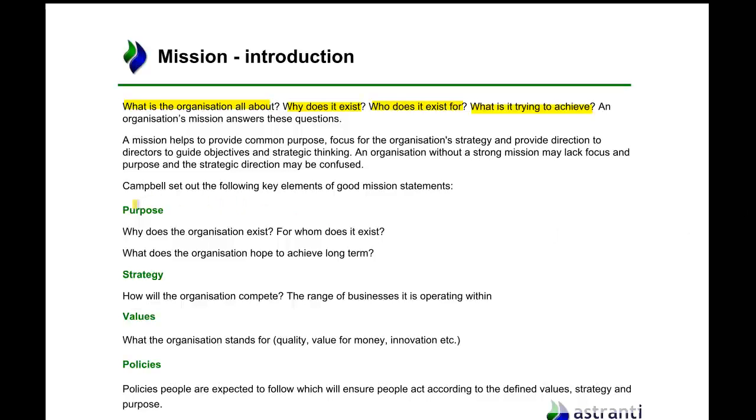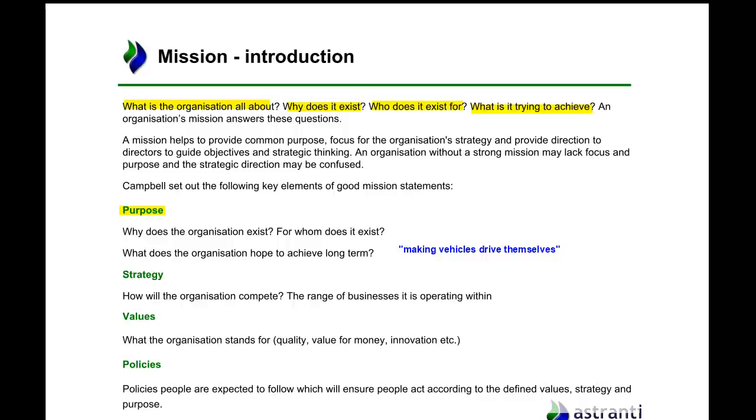So the first one we've got here is purpose. So why does the organisation exist? For who does it exist? What is it trying to achieve in the long term? Now, of course, we know that the current mission statement of AutoAuto is to make vehicles drive themselves. Their mission statement is making vehicles drive themselves. So that is their long-term aim.